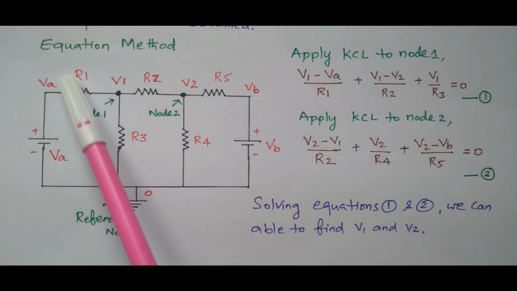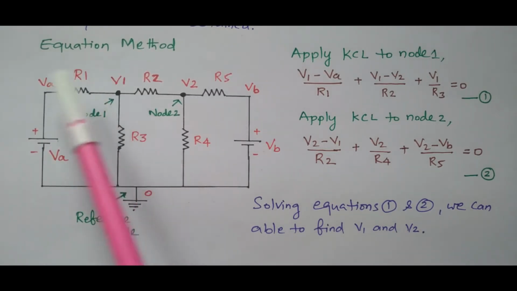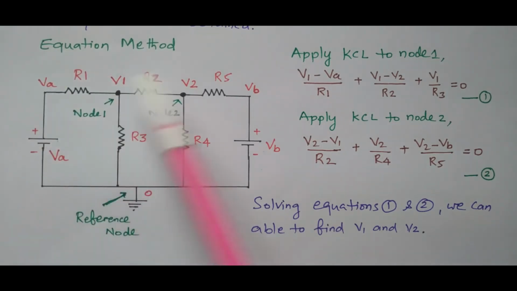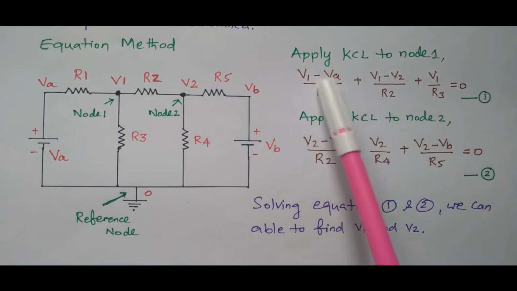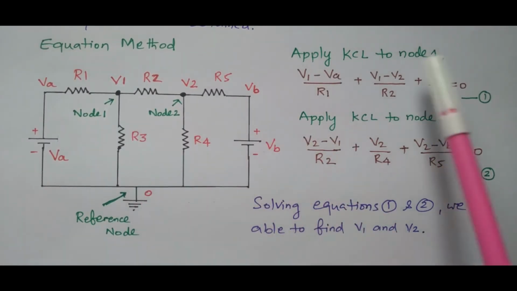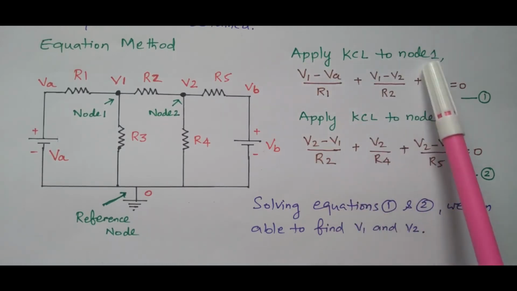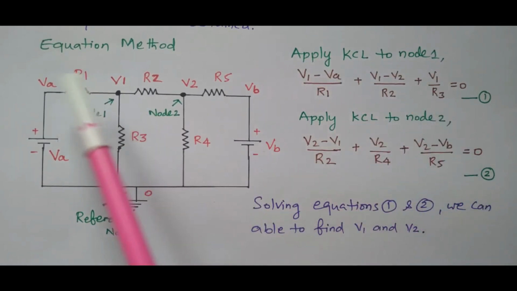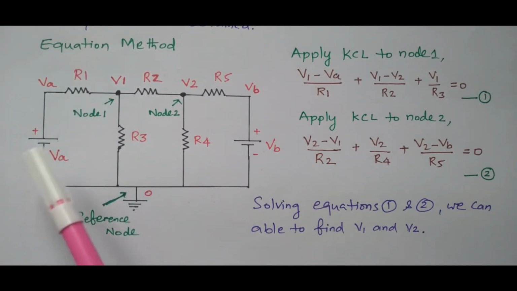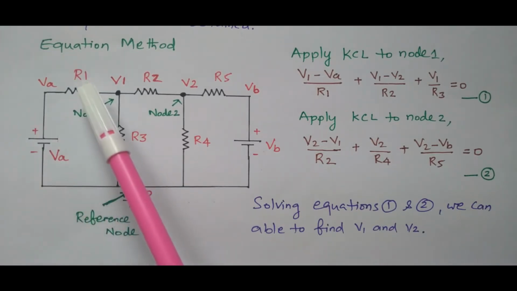So the voltage across this R1 is V1 minus VA, the difference between V1 and VA. We consider node 1, so it is V1 minus VA. We always need to refer to this node 1 because we are going to apply Kirchhoff's current law at node 1. So V1 minus VA is the voltage across R1. Right? So we need to find the current through R1.